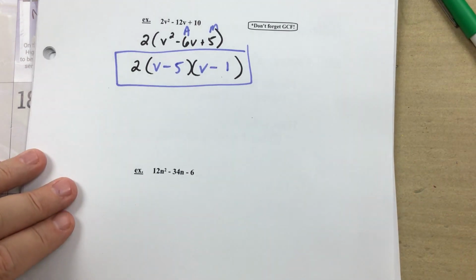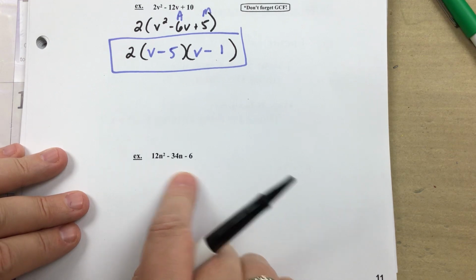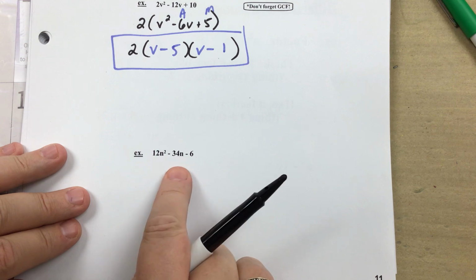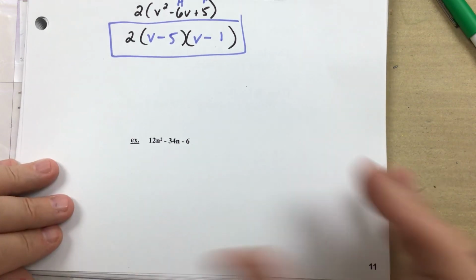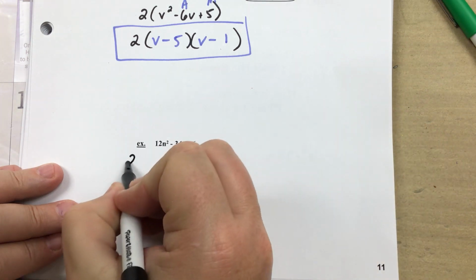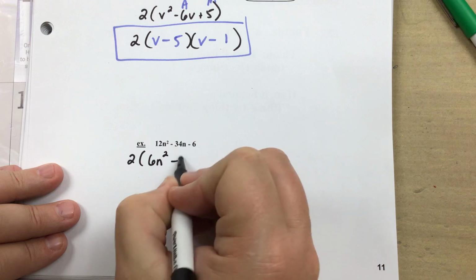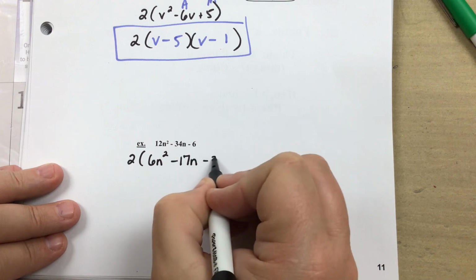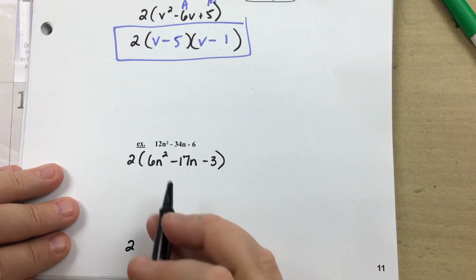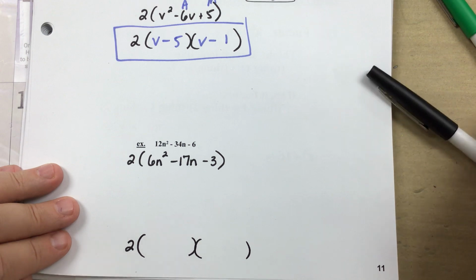Okay, let's look at the last one though here. So we have 12n squared minus 34n minus 6. So again, it is in standard form because it goes n squared, n, and then constants. What can we factor out of all three terms? I'm looking at this and I'm thinking 2. If we factor out 2, we're left with 6n squared minus 17n minus 3. So in the end, remember, we've got to keep that 2. So in the end, it's going to look something like this.